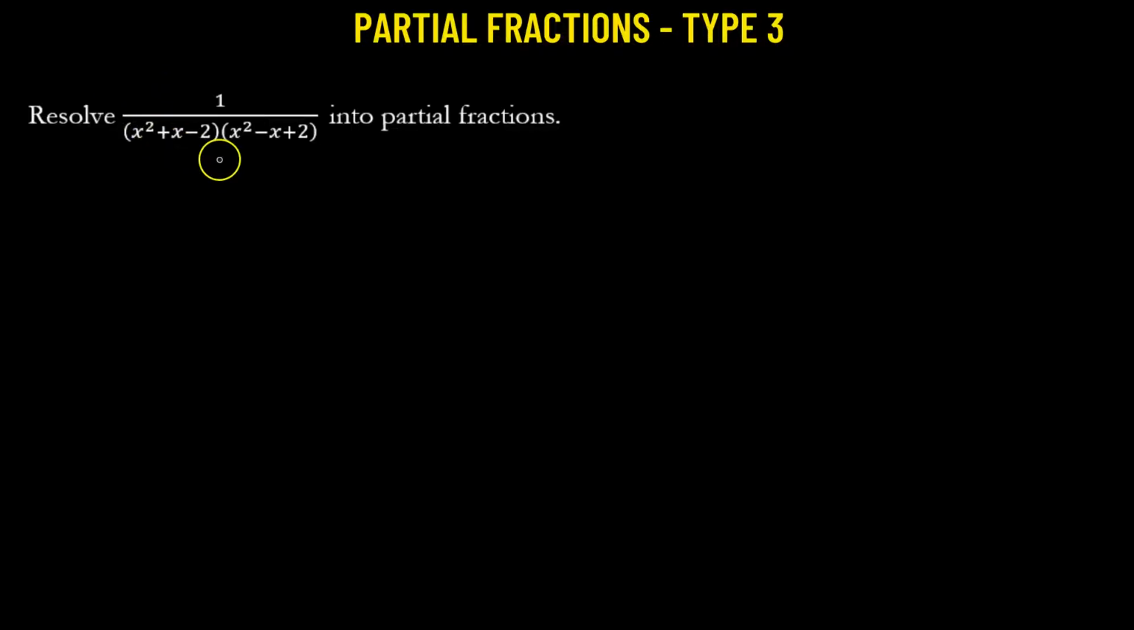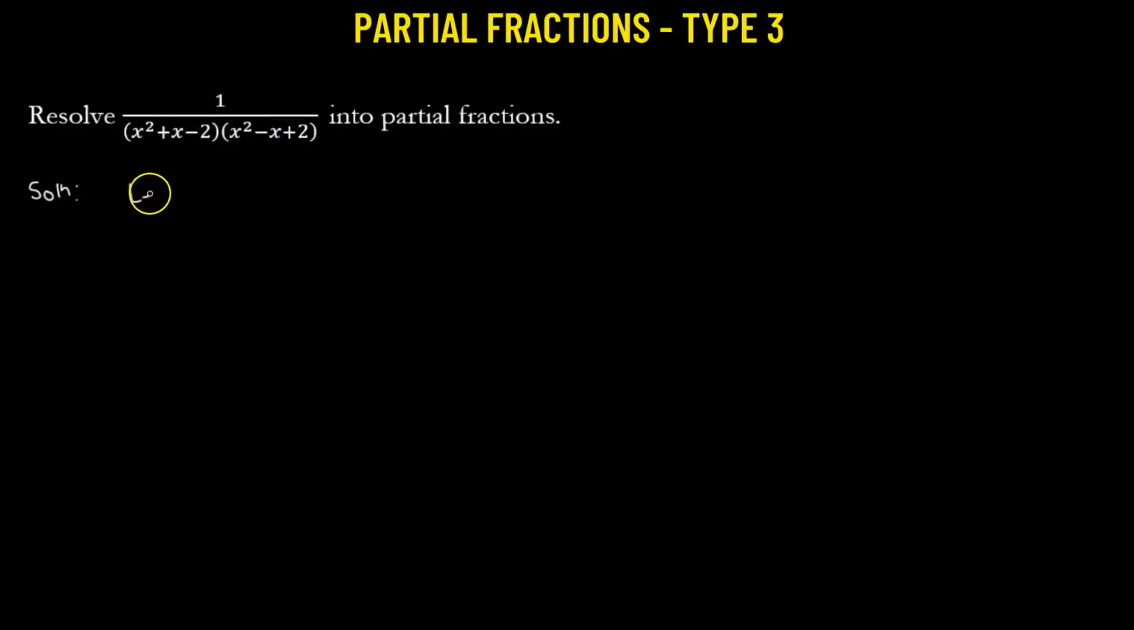So here we need to resolve the given rational fraction into partial fractions. So let us begin. Now, at first glance, it seems like we only have two factors in the denominator, and both of the two factors are quadratic in nature. One is x squared plus x minus 2, and the other one is x squared minus x plus 2.